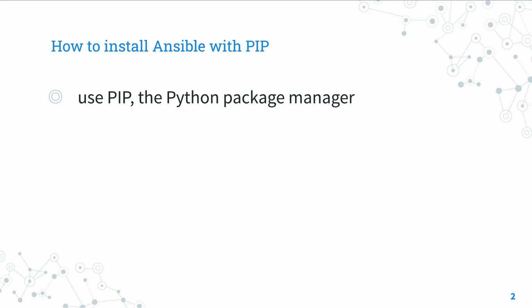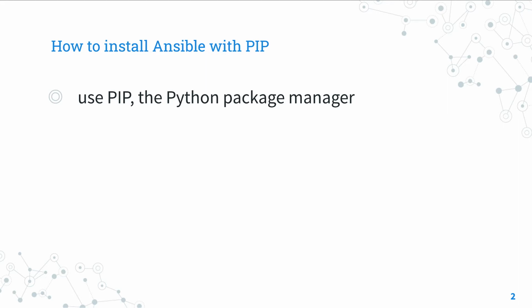PIP is designed to be operating system independent. It could be a solution for developers that always want the latest up-to-date release. The alternative approach is to use the operating system-specific package manager. For example, for Linux, YUM, DNF, and APT.